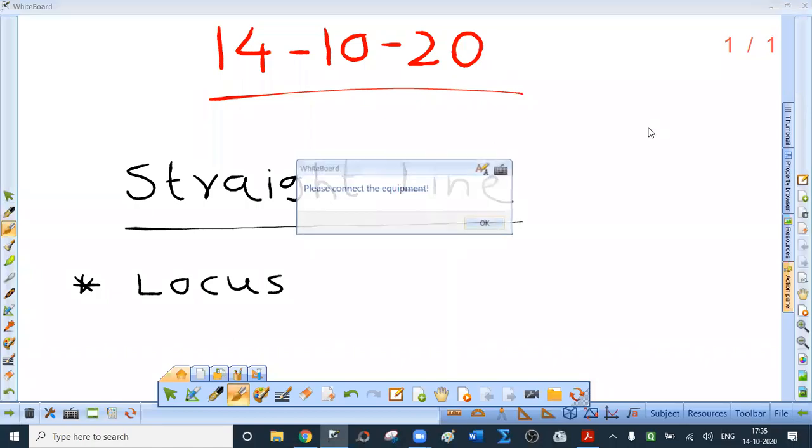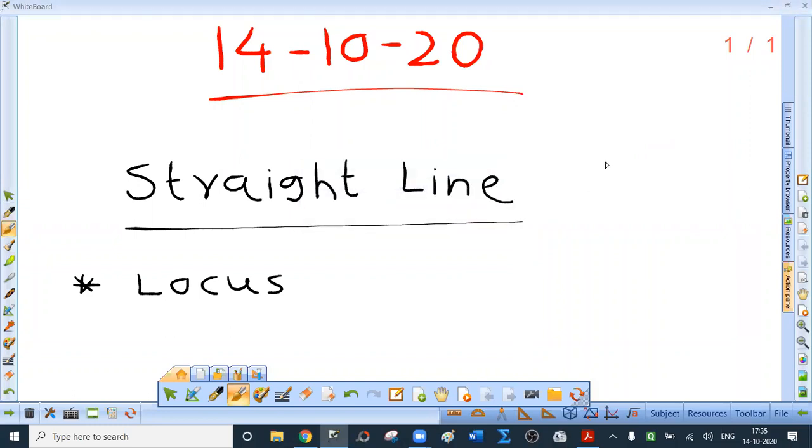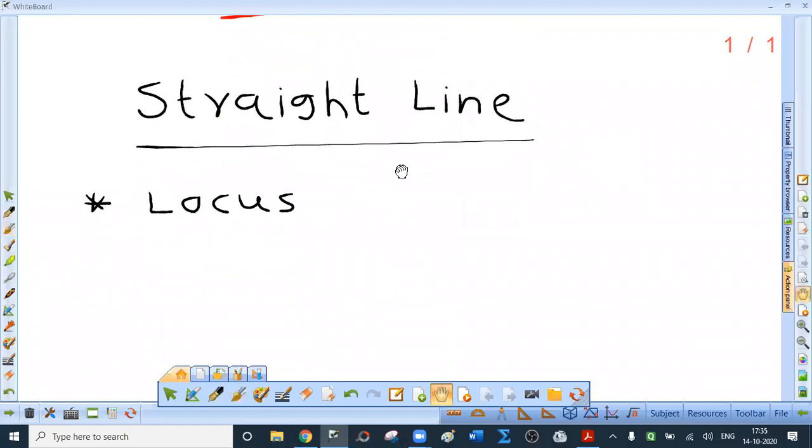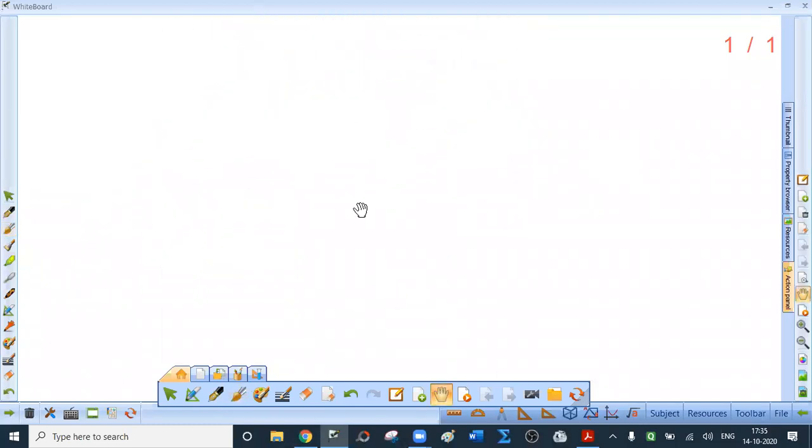Today we are going to start an important topic, straight line. But before we start straight line, we have to discuss what is locus. Consider the following sets of points.